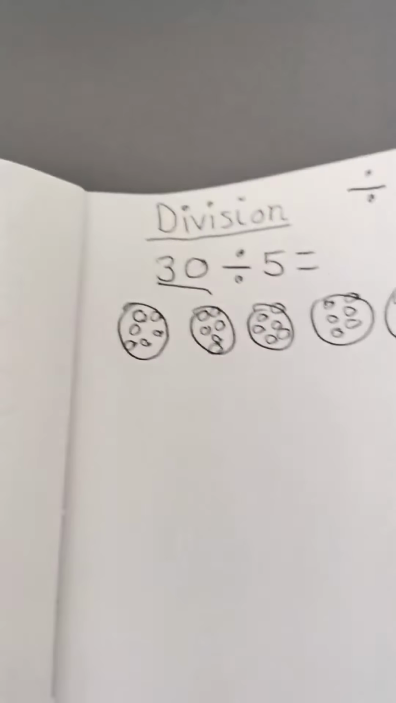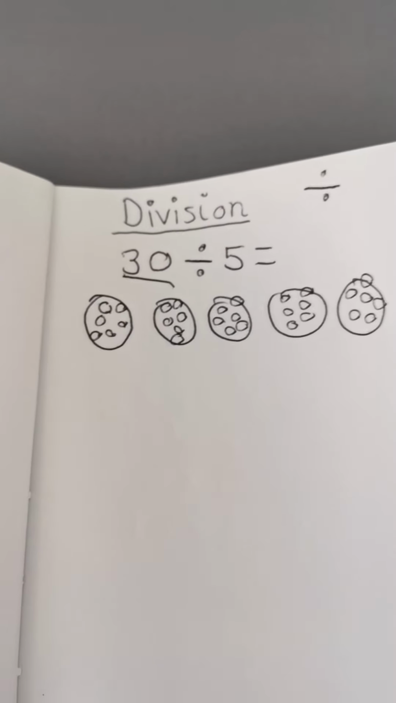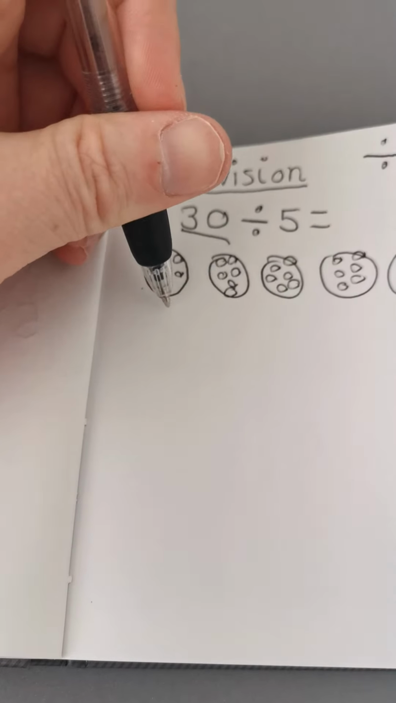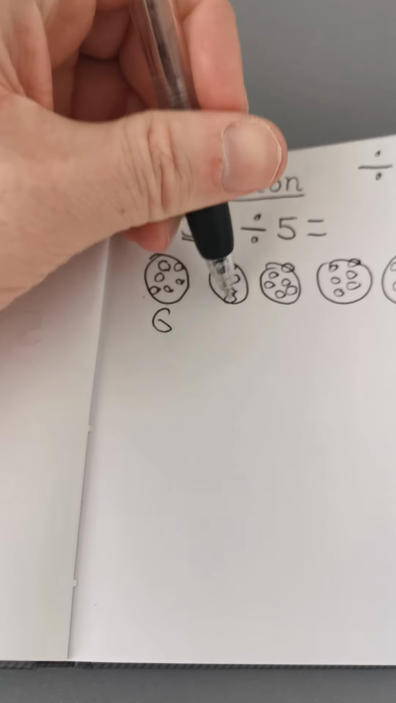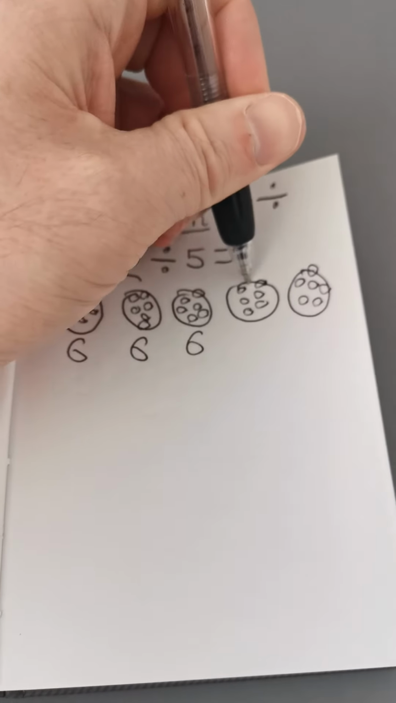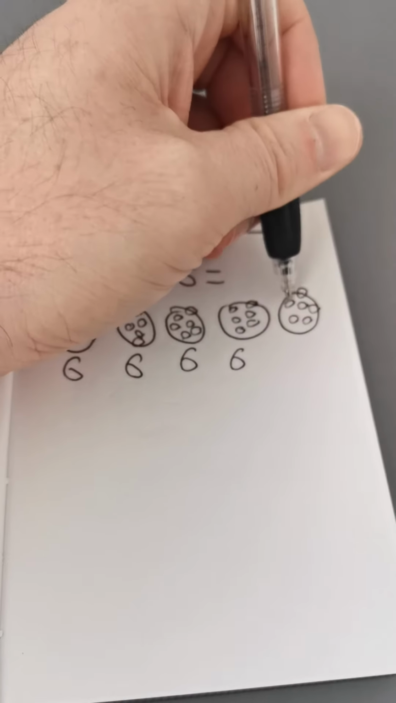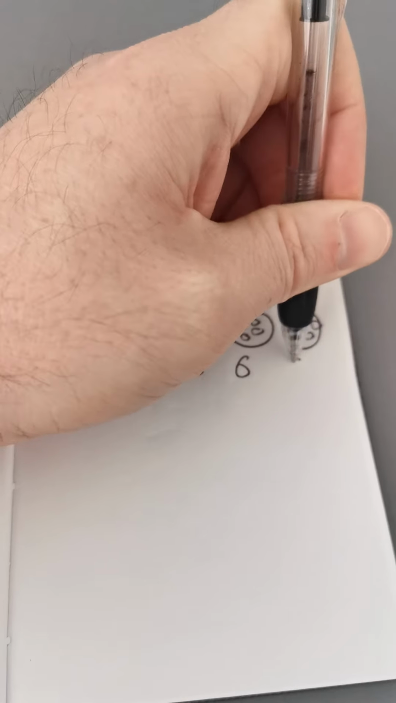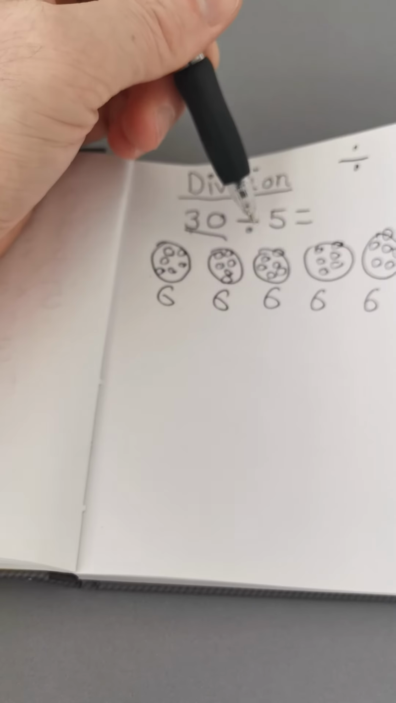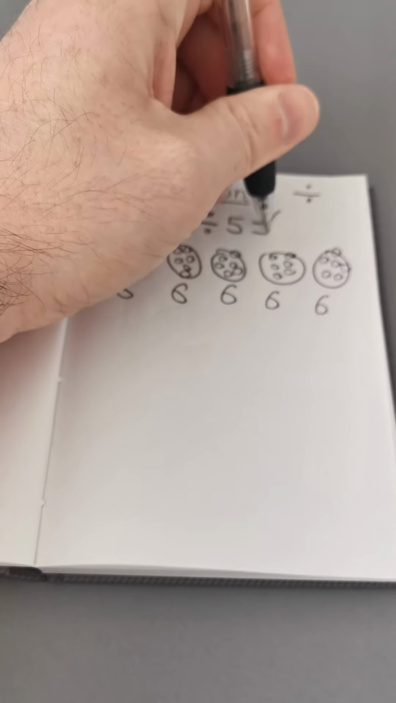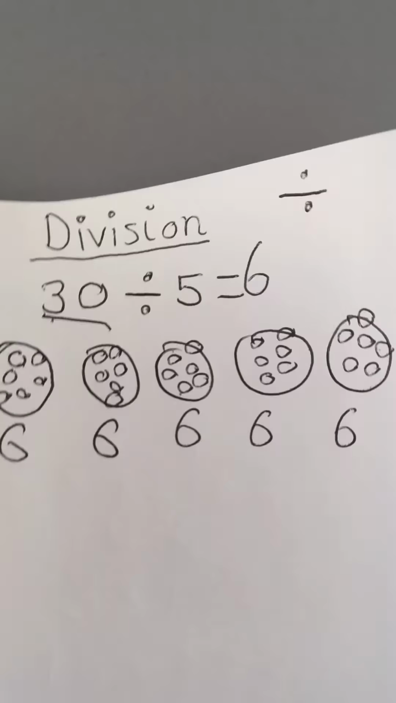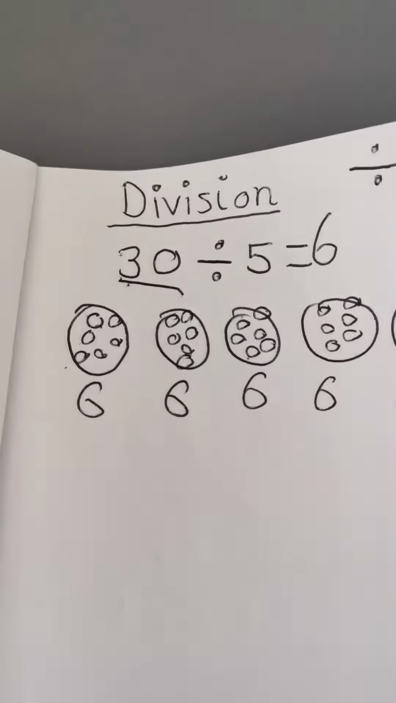Now, all I need to do is count how many each group has got. They should all have the same amount. So 1, 2, 3, 4, 5, 6. And the same for each of the other groups, 6 each. So that lets me know that if I share 30 equally between 5 groups, each group or person will get 6. Okay? And just like with multiplication, we can swap them around.